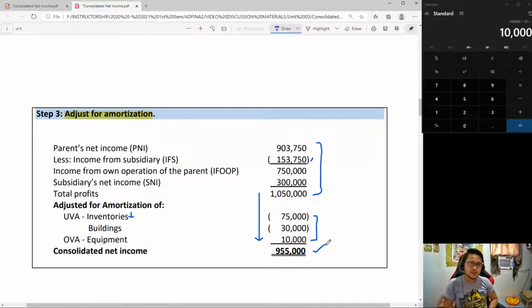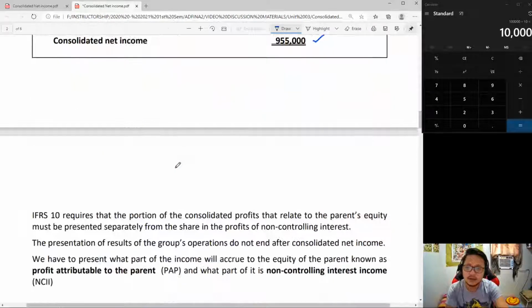Okay, so that's your consolidated net income. However, the problem with the consolidated income statement actually does not end with consolidated net income when you are dealing with consolidation of the financial statements. Kasi IFRS 10 requires that the portion of the consolidated profits, meaning ito, consolidated net income natin, that relate to the parent must be presented separately from the share in profit of non-controlling interest.